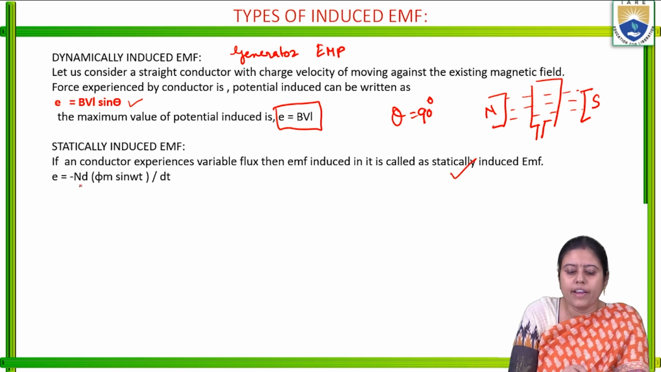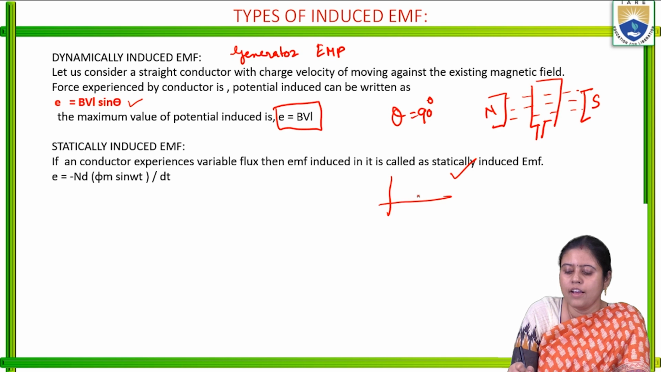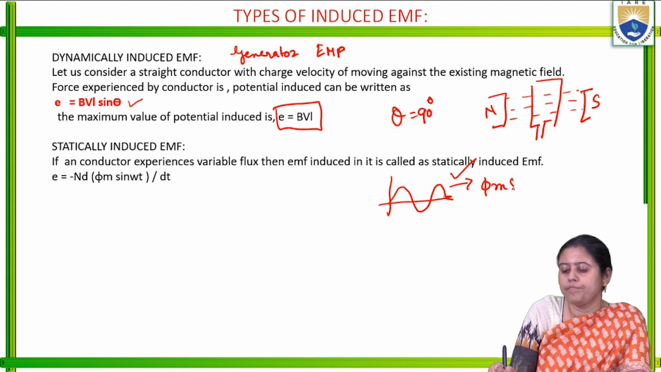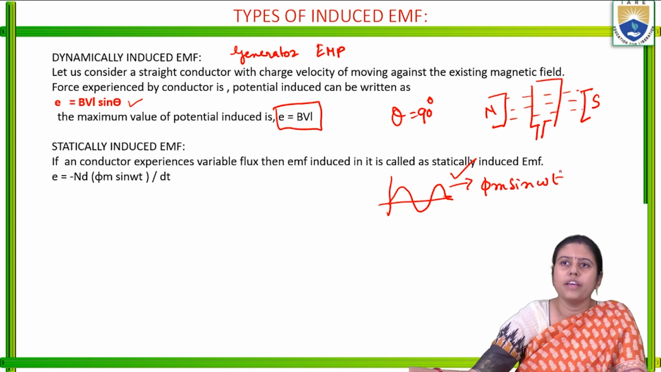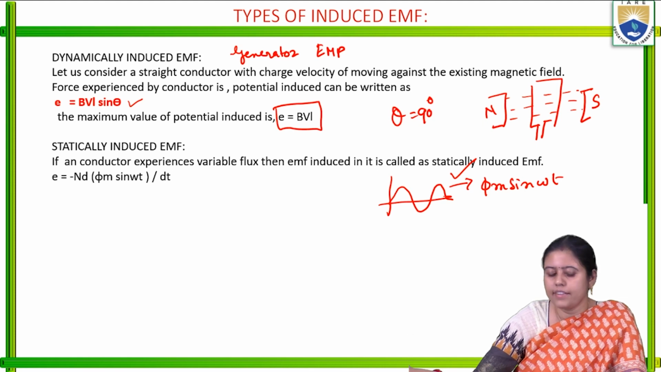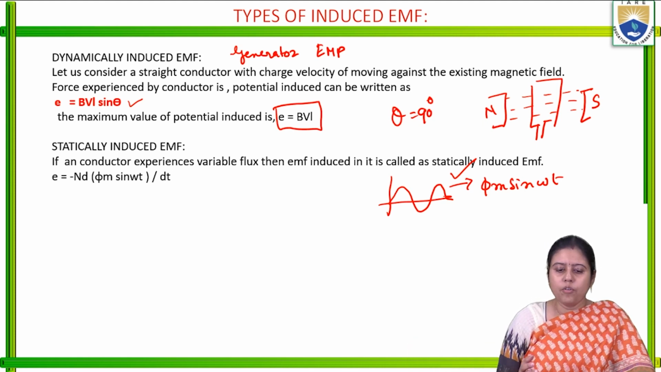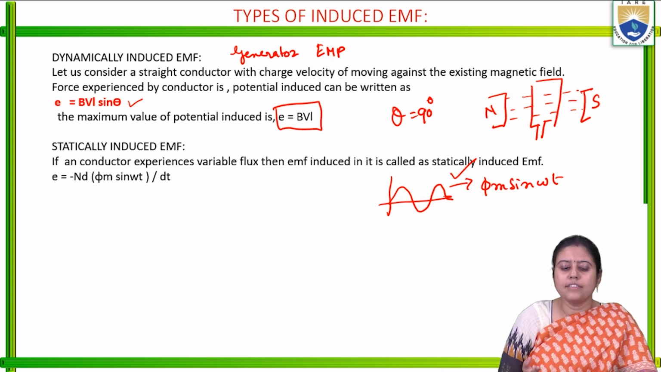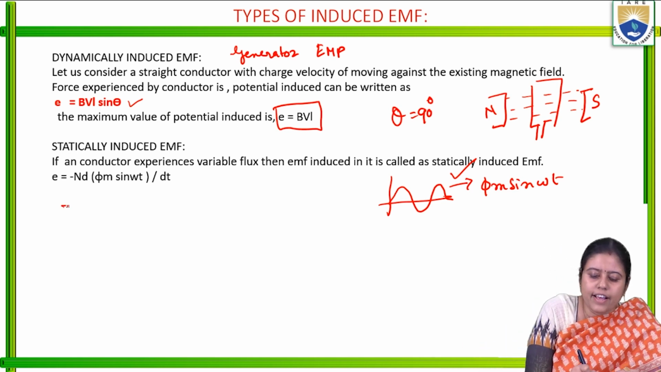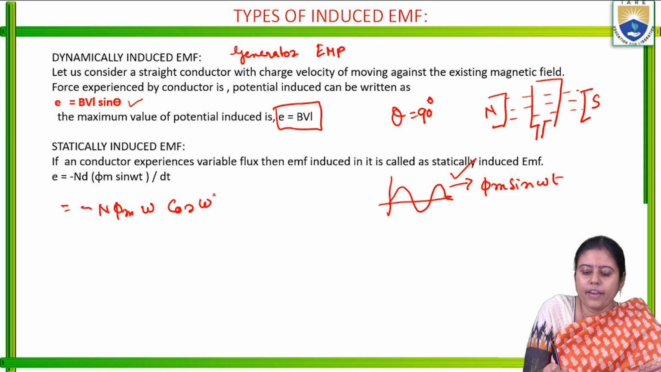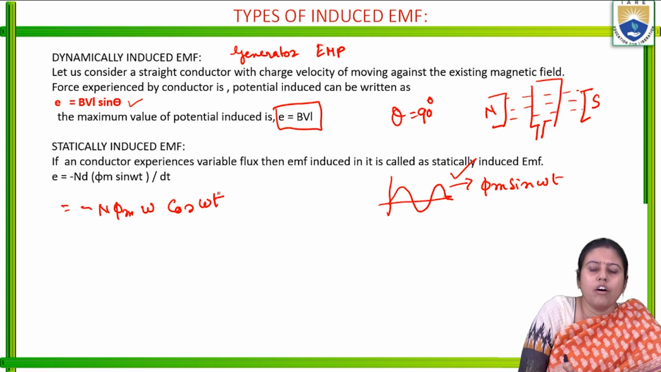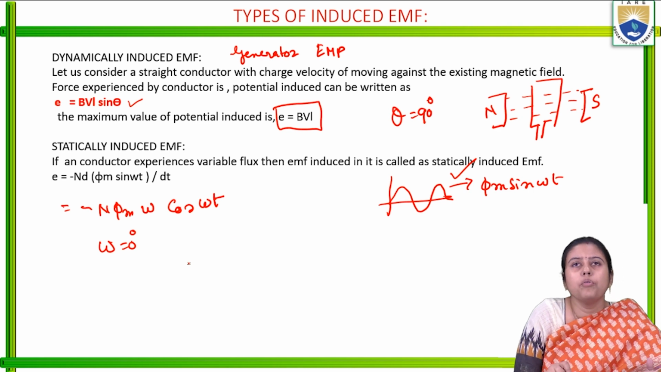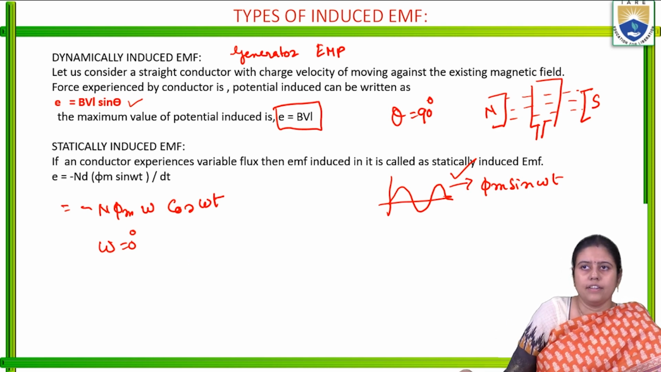So E is equal to minus N d phi by dt. If we take the flux as purely sinusoidal, the equation is phi m sin omega t, so we can write E is equal to minus N d of phi m sin omega t by dt. Or we can write it as minus N phi m omega cos omega t. And when the value of omega t is equal to 0 degrees, we will get the maximum value of the EMF.